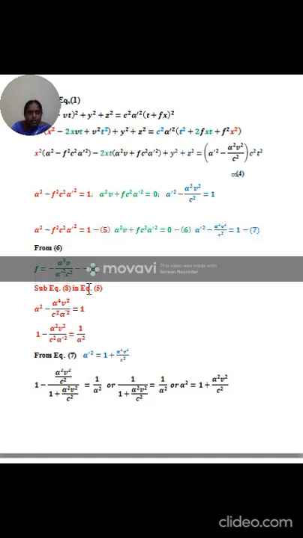From equation 6, f has to be determined, so f is found to be equal to minus alpha squared v by alpha prime squared c squared. Substituting the value of 8 in equation 5, this equation, and simplifying, we get this: 1 minus alpha squared v squared by c squared alpha prime squared is equal to 1 by alpha squared.